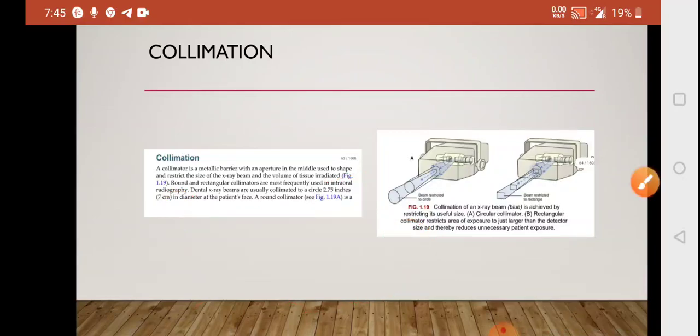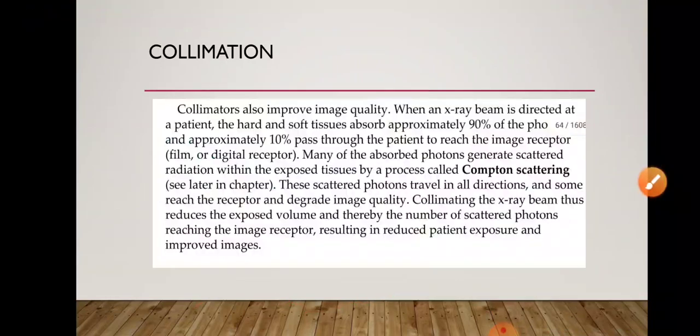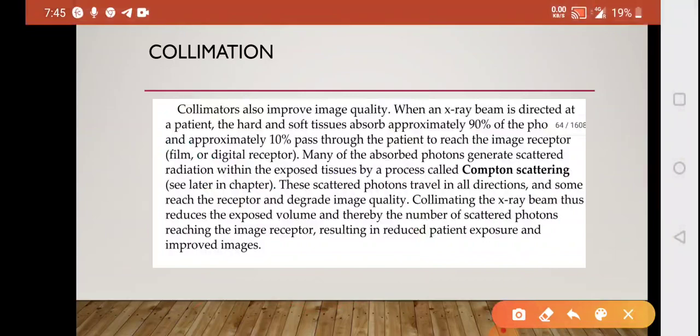Fine. So this was an easy topic, and let me tell you that 90% of the photons are going to be absorbed and only 10% is going to reach the receptor, and that is going to cause scattering, and these are going to degrade the image quality. Collimating the beam thereby reduces the number of scattered photons reaching the image receptor, resulting in reduced patient exposure and improved images.